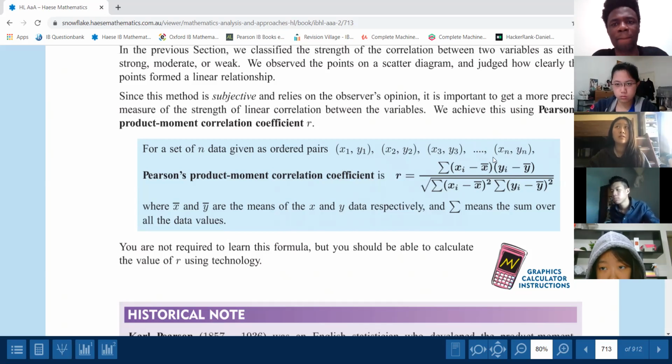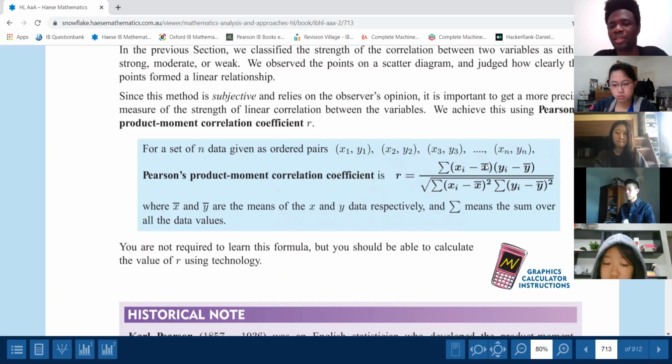X minus X bar is what? Deviation. Okay, deviation. So this is the deviation of each data from the mean. Each X deviates from its mean.